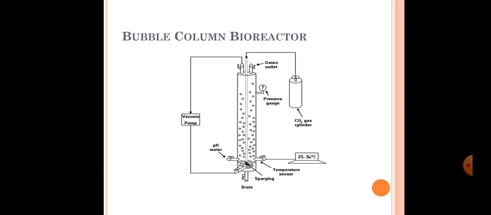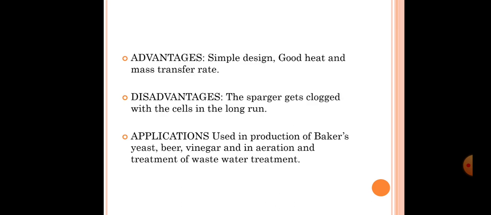Diagram of bubble column reactor, wherein you can see gas outlet. It consists of a CO2 gas cylinder, from which gas is pumped into the media in order to produce the bubbles in the fermenter, and it consists of a sparger, then pH meter, then vacuum pump and temperature sensor along with a drain at the bottom of the fermenter.